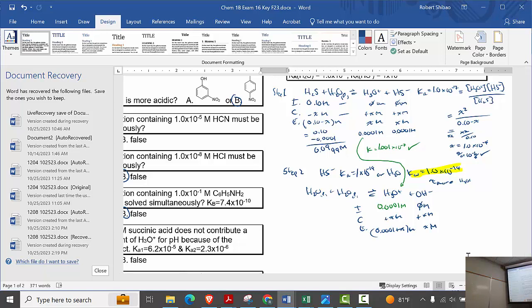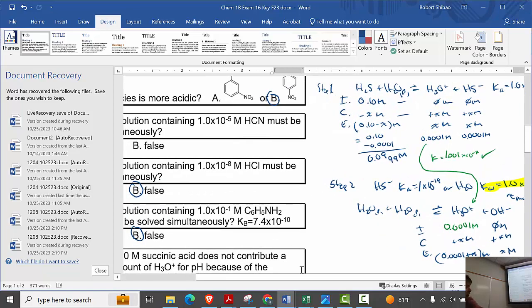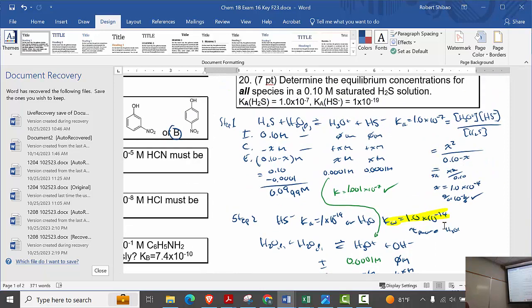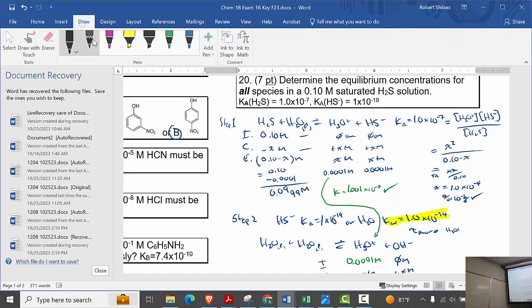So if I look at step 1, this is for H2S here. If I look at step 1 for H2S, it generates 0.0001 molar hydronium. Actually, we're allowed 2 sig figs. I should increase the number of sig figs there. All right, that's the amount we left off on step 1.